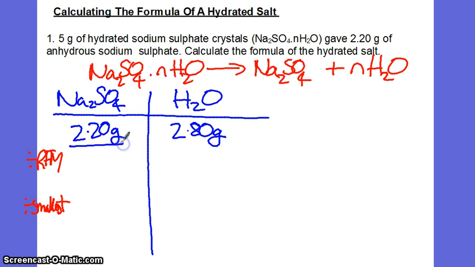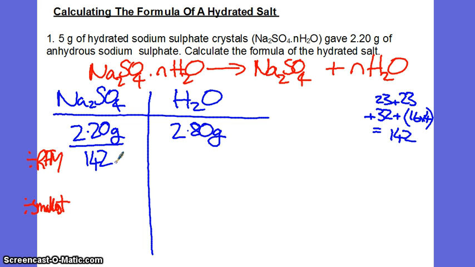So this time we need to calculate our formula mass of sodium sulfate. Have a look at your periodic table. Sodium, each one weighs 23. So we've got 23 and 23. Sulfur is 32. And each oxygen weighs 16. Okay, and that comes to, get your calculator out, 142. So this time we divide by 142. Water is much quicker to work out. Oxygen has a mass of 16, 2 hydrogens in there, so 16 plus 2 gives 18.